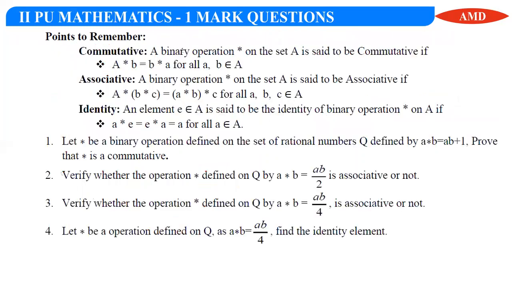Let's move on to the next question. In fact, this is the continuation of the second itself. The second question also can be based on the properties of binary operations: commutative property, associative property, identity property. So let me try one of this. That is the fourth question I want to try here. That is to find the identity element for the given binary operation defined as A star B is equal to AB by 4. Very often they have asked this question.